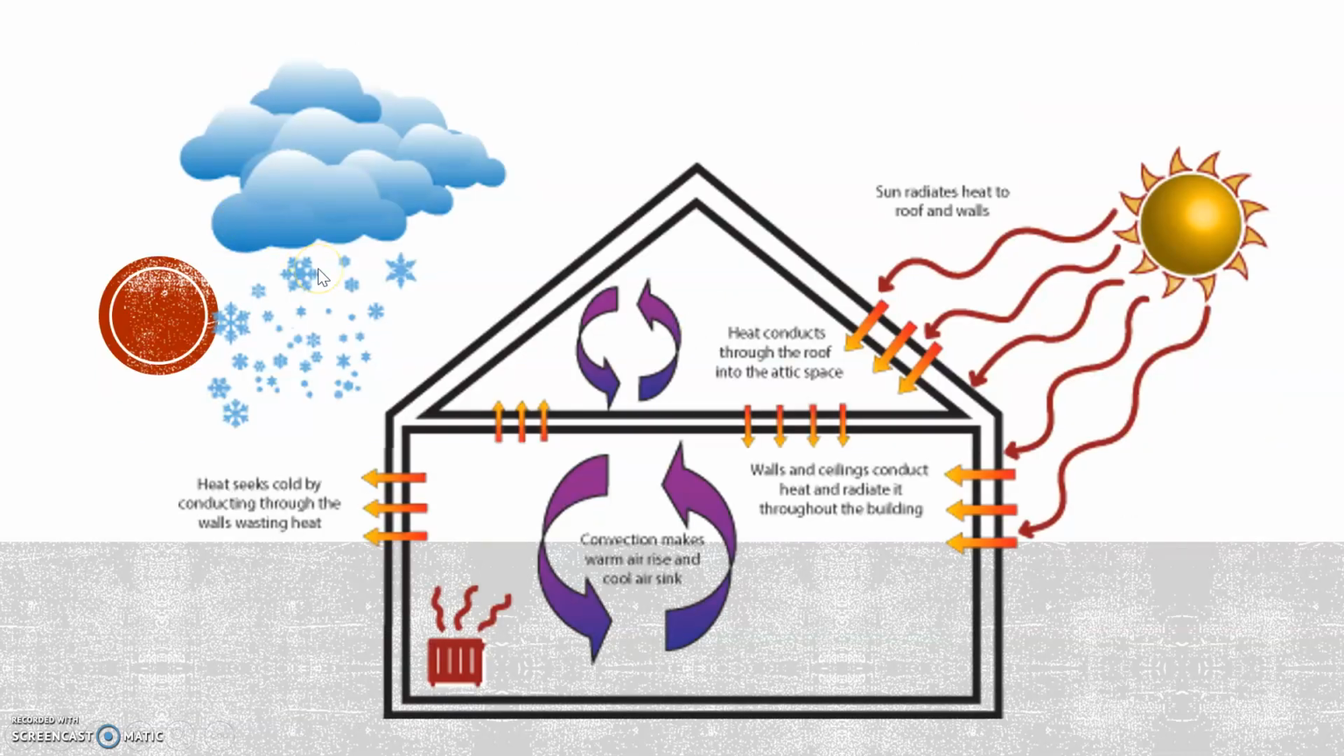In fact, if we look at a school building, we can see all three types of heat transfer happening at the same time. Sun radiates heat to the roof and to the walls, and then heat is conducted through the roof into the attic space, or the walls and the ceilings conduct heat into the building. And then, as the heater is working, there are these convection currents, making the warm air rise and the cool air sink. And don't forget, heat is going to want to move from an area where it's hot to an area where it's less hot. So heat will actually be conducted through the walls outside of the building.